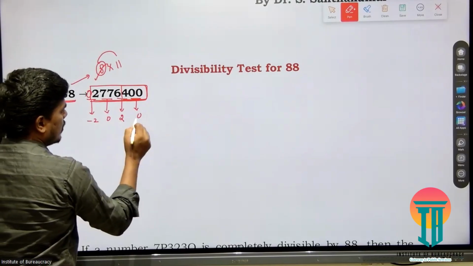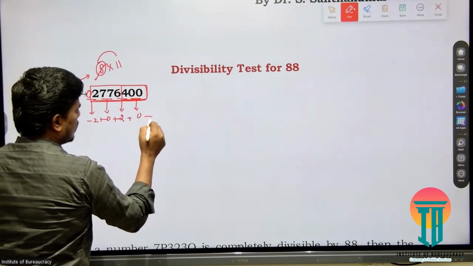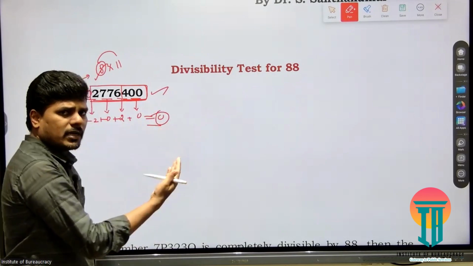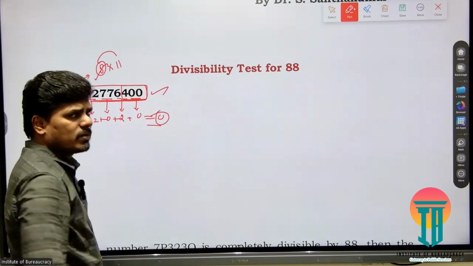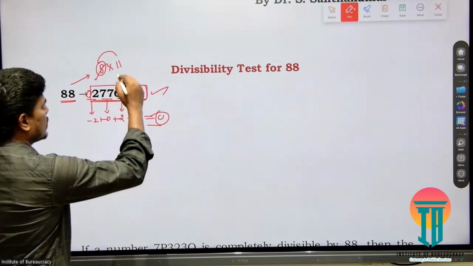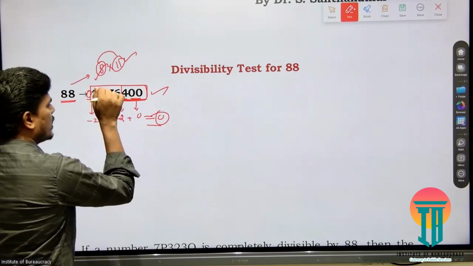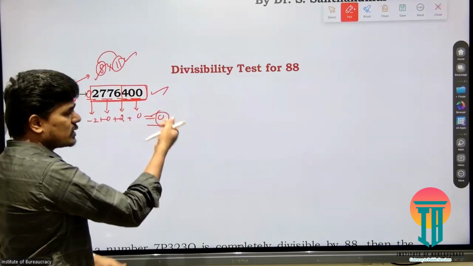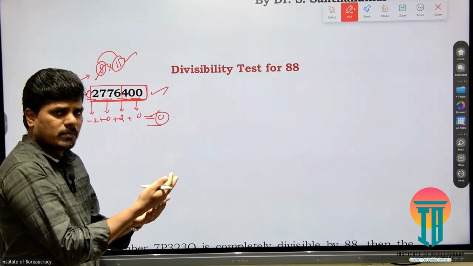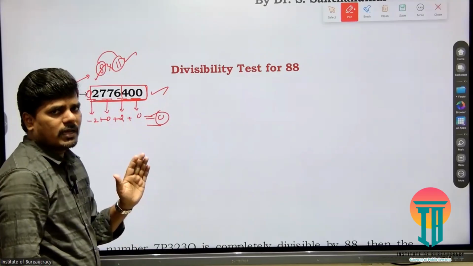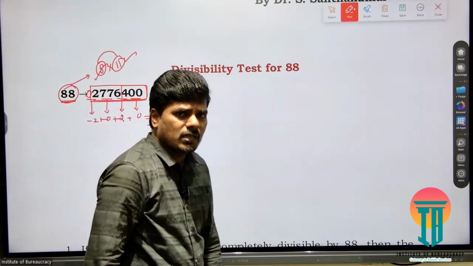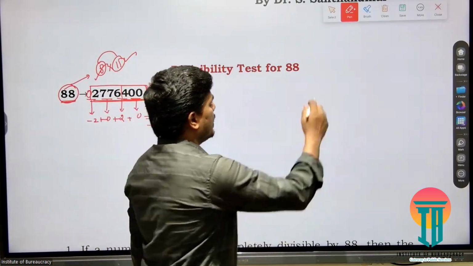Now, if we add all, we are getting 0. If the result is 0 or a multiple of 11, then the number is divisible by 11. Therefore, this is divisible by 11 as well as 8. Therefore, this number is divisible by 88. If it is not divisible by 8 or if it is not divisible by 11, then it is not going to be divisible by 88. This is the logic. Now let's answer some PYQs based on this 88.